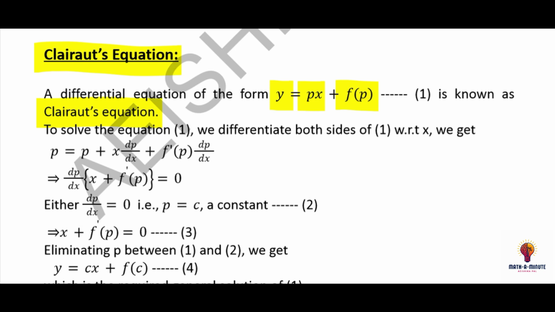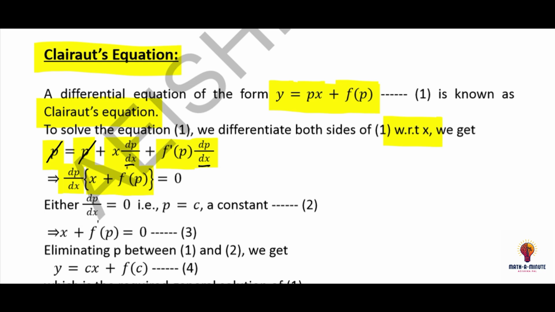Okay. So any first order higher degree differential equation, we can modify into this form: y equals px plus any function of p. Then first we have to differentiate this equation with respect to x. So it will be p equals p plus x dp/dx plus f'(p) dp/dx. Okay, so from both sides, this p will cancel out. If we take dp/dx common, it will be dp/dx times (x plus f'(p)).